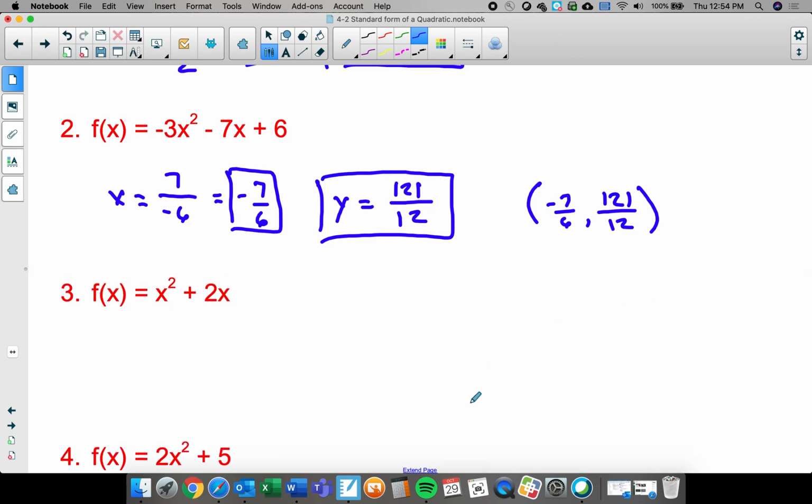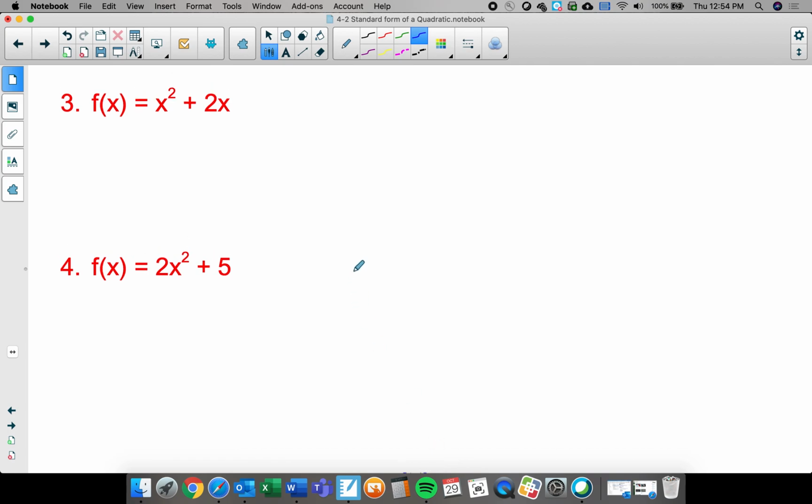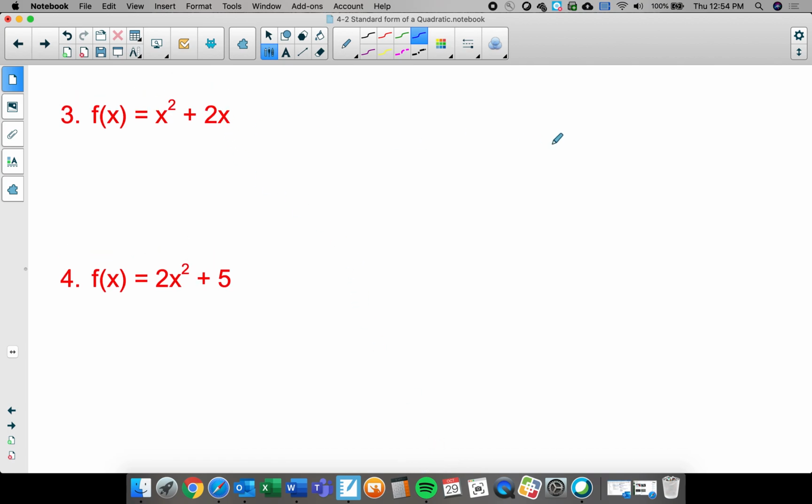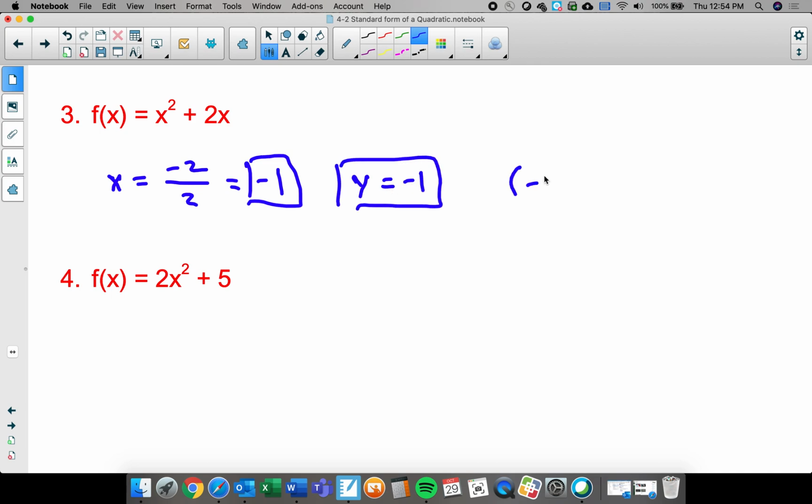If you take a look, I have 2 examples here. One of them you can kind of try on your own. This one should come out a little bit nicer. X equals opposite of b, -2, over 2 times a, which in this case would be 2. Therefore, -1 is your x-coordinate of your vertex. Plug it back in. -1 squared is 1. 2 times -1 is -2. 1 minus 2 gives you -1 for your y-coordinate as well. So therefore, (-1, -1) would be your vertex in this case.